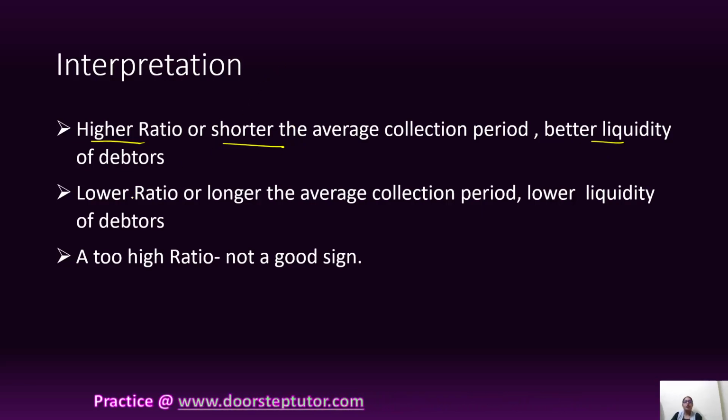Now, while interpreting the ratio, a higher ratio or a shorter average collection period means the debtors are more liquid. It is good. A lower ratio implies an inefficient system of debt collection or lower liquidity of the debtors. The firm's debt collection efficiency is lower.